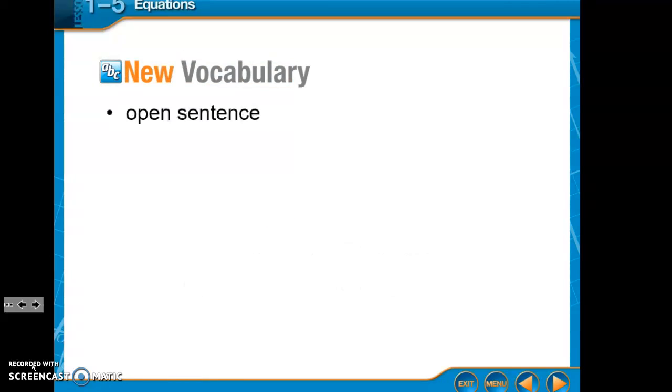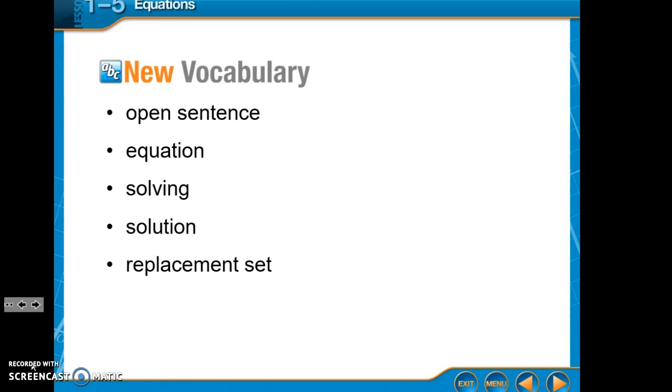So new vocabulary, we have open sentence. If you want to put this at the front with your words worth knowing, and then as we come to it, or they're on your note sheet, just make sure you take note as we come to those definitions. Equation, solving, solution, and replacement set. And set. Element, solution set, identity. And this should be listed at the top, right?